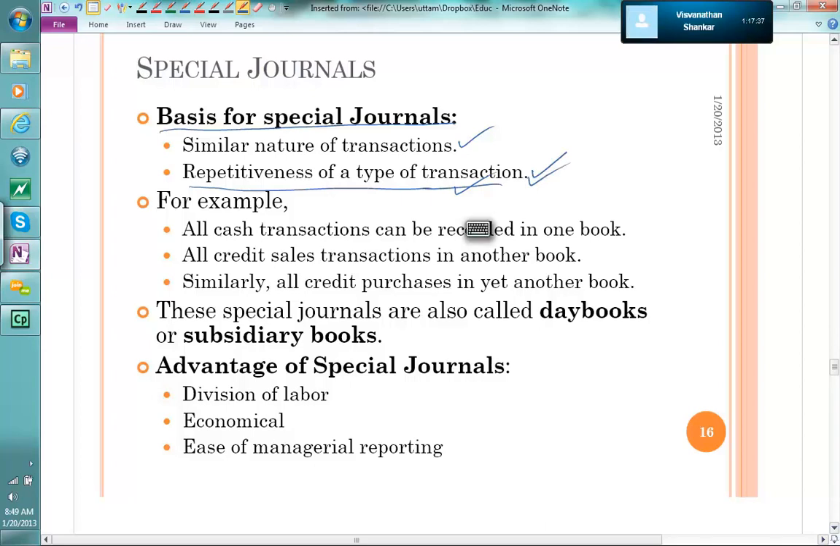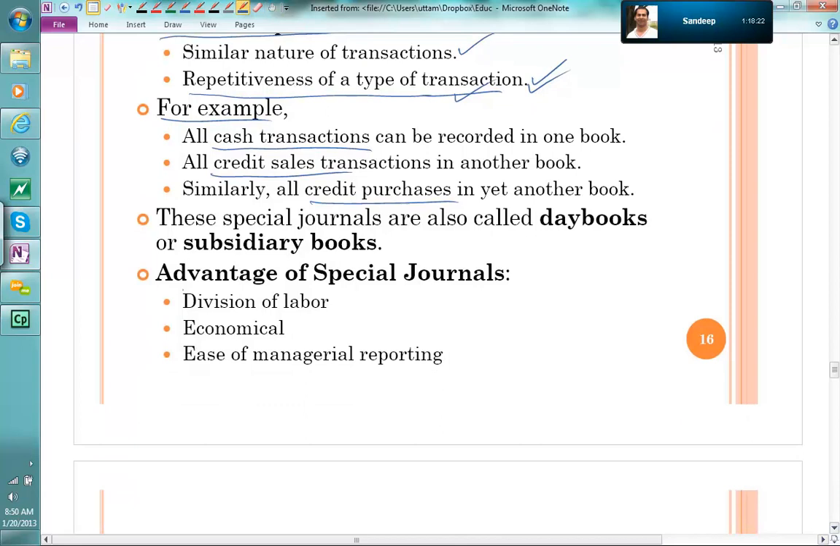For example, what are the different transactions which happen on a regular basis and whose nature is always the same? Cash transactions, credit sales, credit purchases. These are the different books which we have in different businesses. One business can decide what should go into a special journal and what should go into the general journal, depending on the volume of a particular transaction. The idea is the same: you always have journalizing, vouching and posting, but the mechanism may differ from one company to another depending on the business requirement.